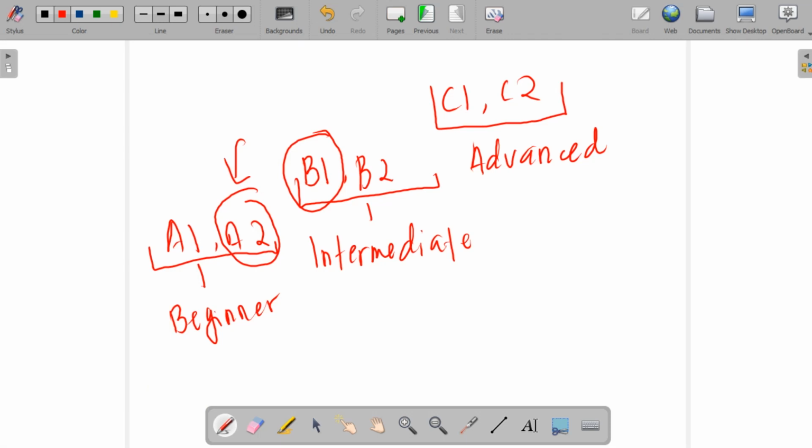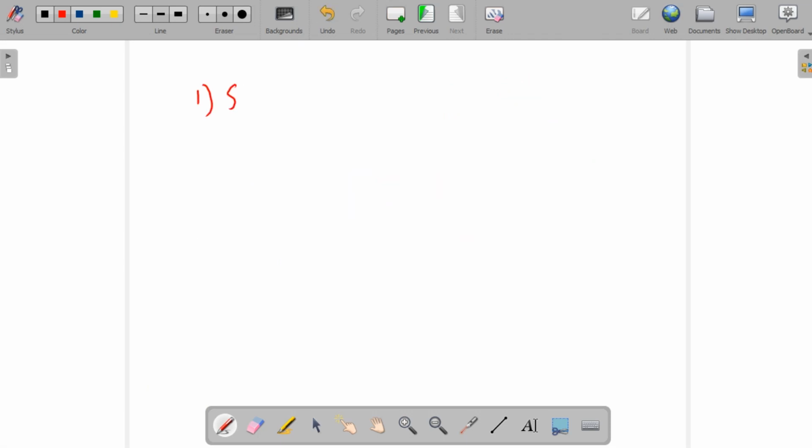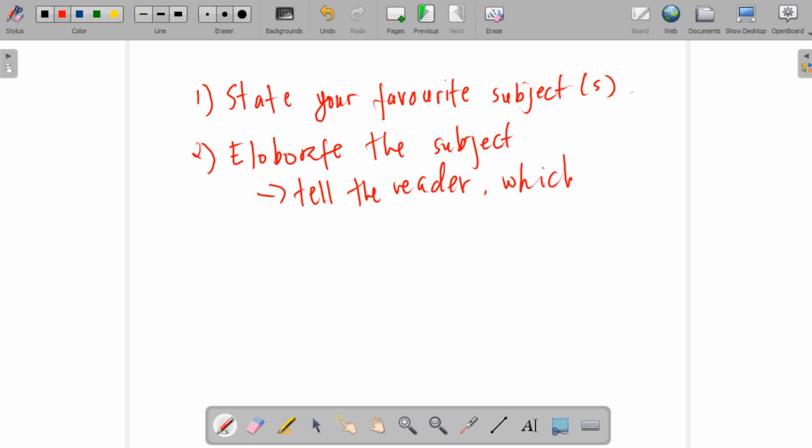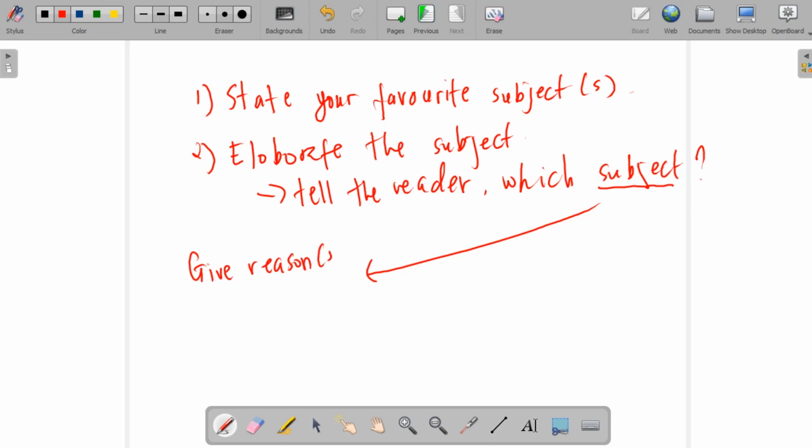So for paragraph 1, for example, first state your favorite subject. Subject or subjects. Okay, 2, elaborate the subject. So in this part, you need to tell the reader which subject apa yang awak suka. Okay, sains ke, pi ke. Alright, so when you have told the reader which subject, give reason or reasons why you love the subject.